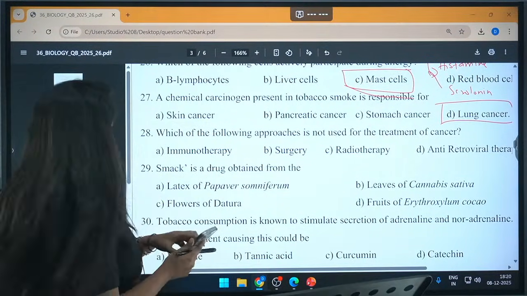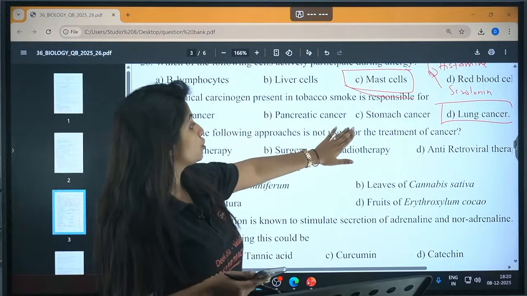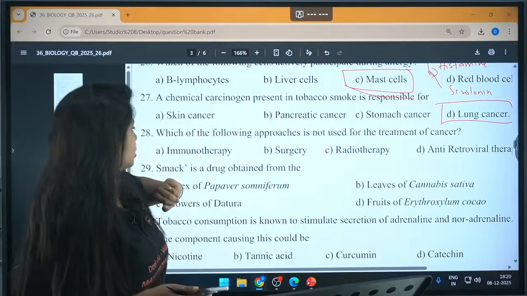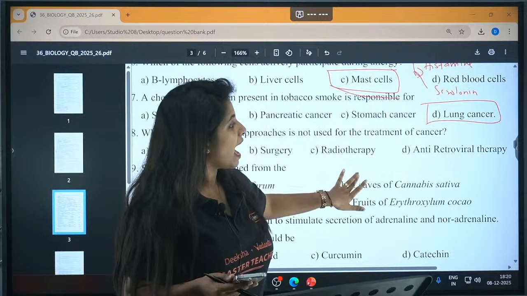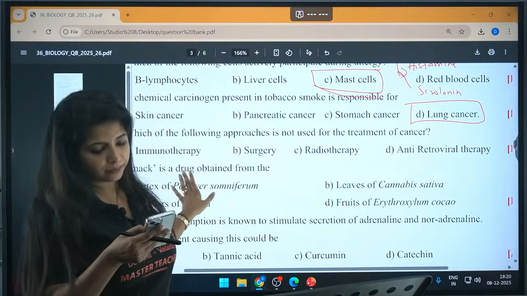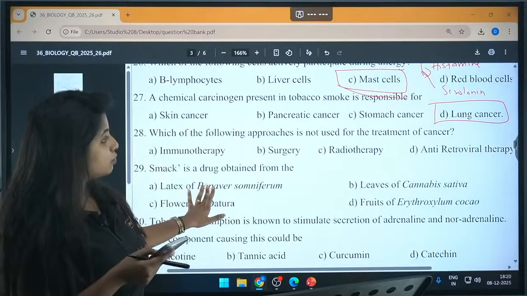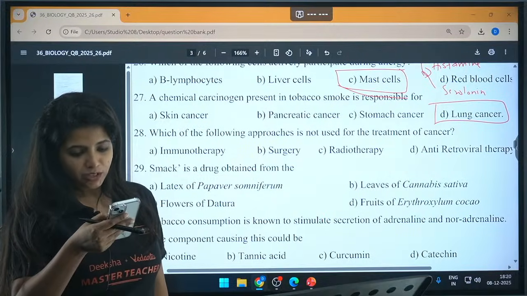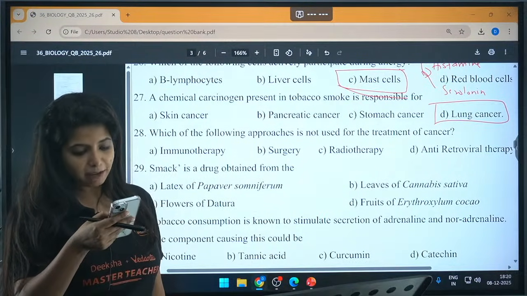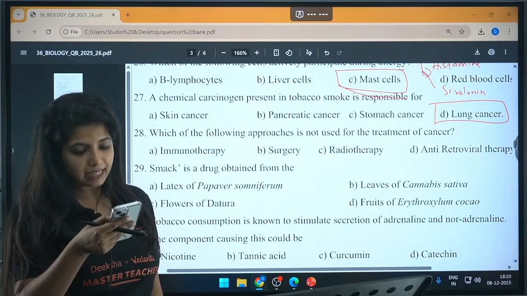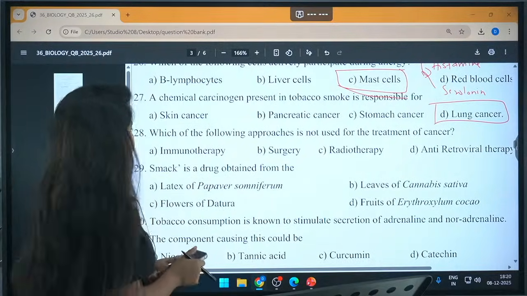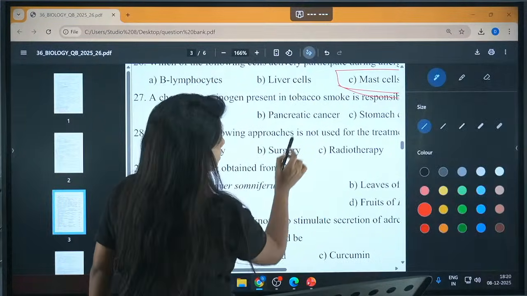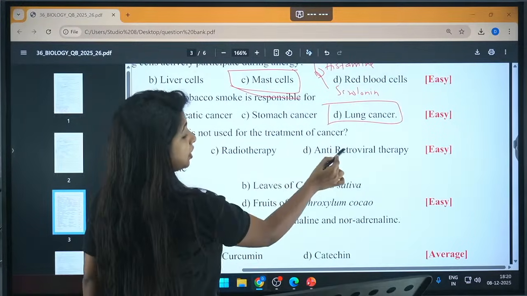28th question. Can we try 28th question? Come on. Which of the following approaches is not used for the treatment of cancer? Immunotherapy, surgery, radiotherapy, antiretroviral therapy. Which one is not used in the treatment of cancer? So Nagaraj says D, Mansi says D, Putta also says D. Okay, for the other question, Rukmini says 28D. Yes. So here, what is D option? D option says antiretroviral therapy.